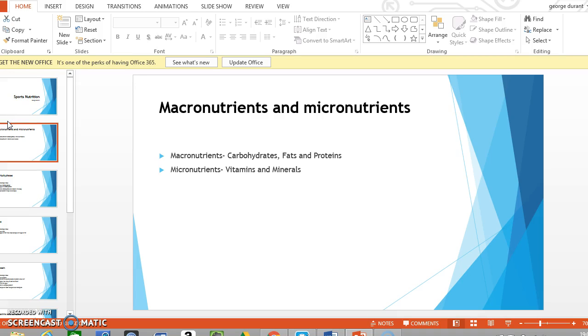In extreme environments, the body would start to break down protein to help maintain the function of the vital organs. The main source of protein is the molecule named amino acids. These are known as the building blocks of protein.